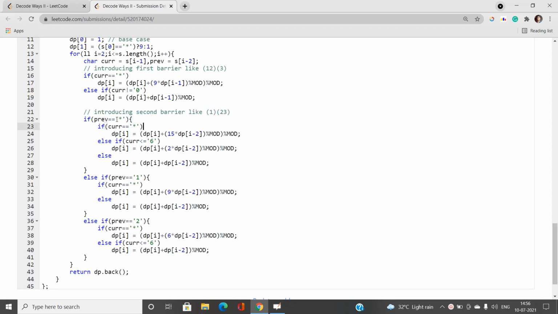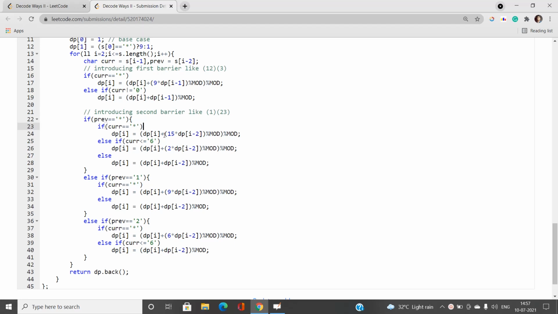Now if previous is a star, at the position of 2, note that if previous is a star and current is also a star, you can see there are 15 ways, because the previous is a star, so it can be any value from 1 to 9. So if it is 1 and the current is also a star, there are 9 ways for this one, and if my previous is 2, there are 6 ways, so 9 plus 6 is 15.